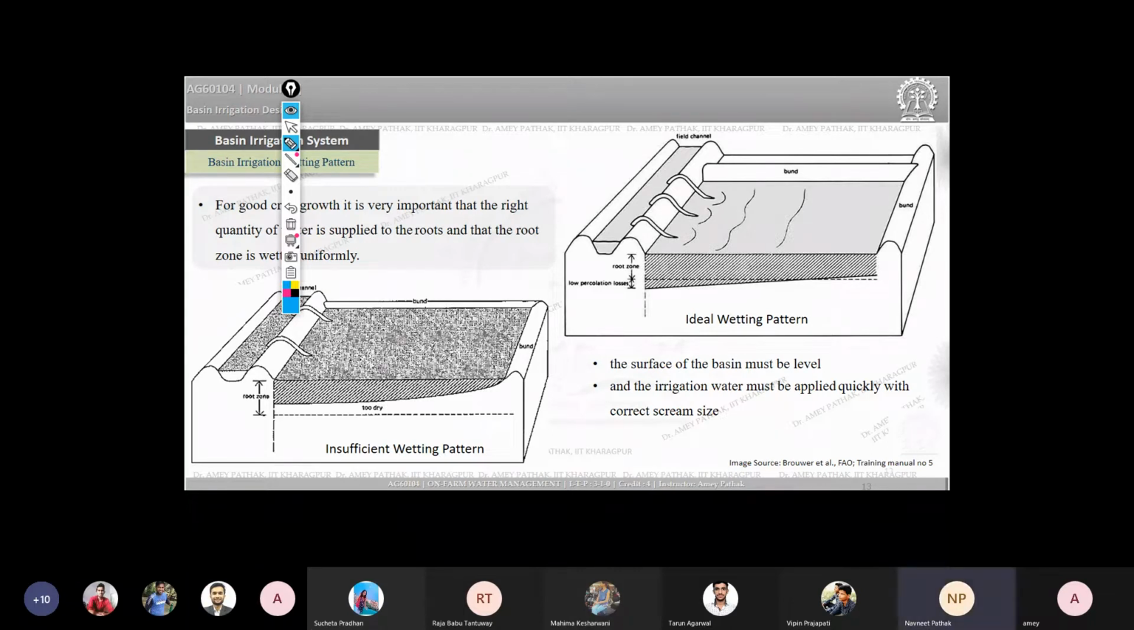Sir, your pointer is not visible. Not visible, sir? Oh, okay, it's not visible. Okay, just give me a minute. Is it visible now? Yes, sir.